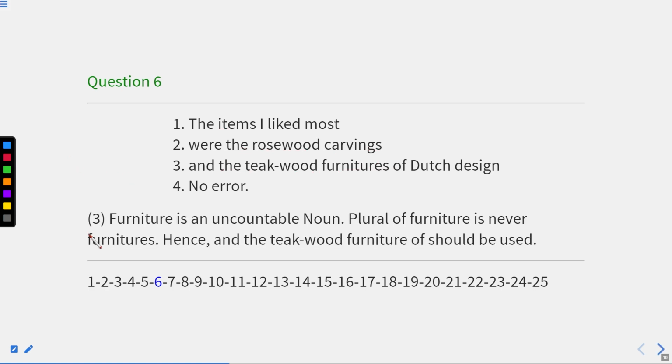Therefore, here the error is in part C. Furniture is an uncountable noun. Furniture is never furnitures. And the cheap wood furniture of begins. So here furnitures should be replaced with furniture. Okay. Now let us move to the next one.